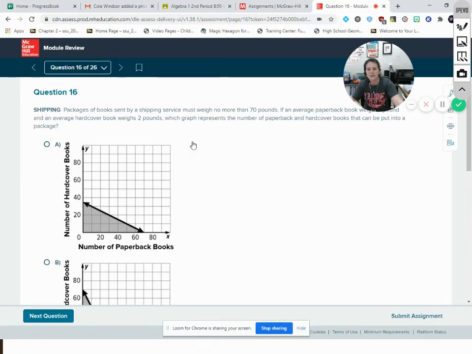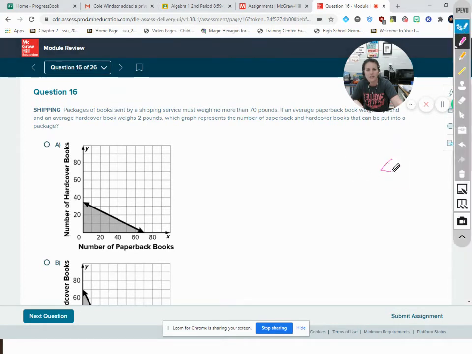Packages of books sent by a shipping service must weigh no more than 70 pounds. So I know they need to be less than or equal to 70 pounds, right? If they can't be any more than that. If an average paperback book weighs 1 pound and an average hardcover weighs 2 pounds, which graph represents the number of paperback and hardcover books that can be put into a package?